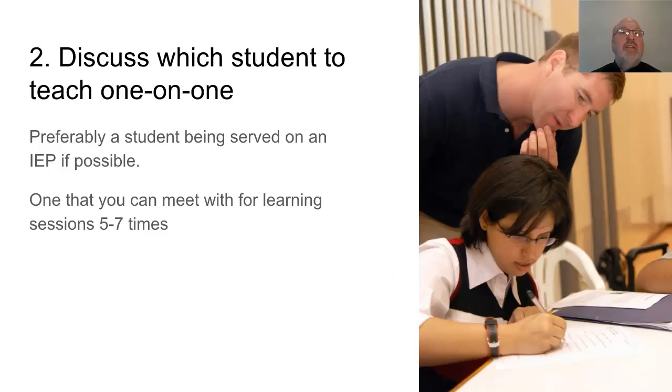Your number 2 thing you'll address is this: which student will I work with? Preferably a student being served on IEP if possible. If not, that's fine. And then the one that you can meet with for between 5 and 7 learning sessions, and the length of those is open. How long it takes, how long you have, those types of things. And again, hopefully that's a meeting between you and cooperating teacher.